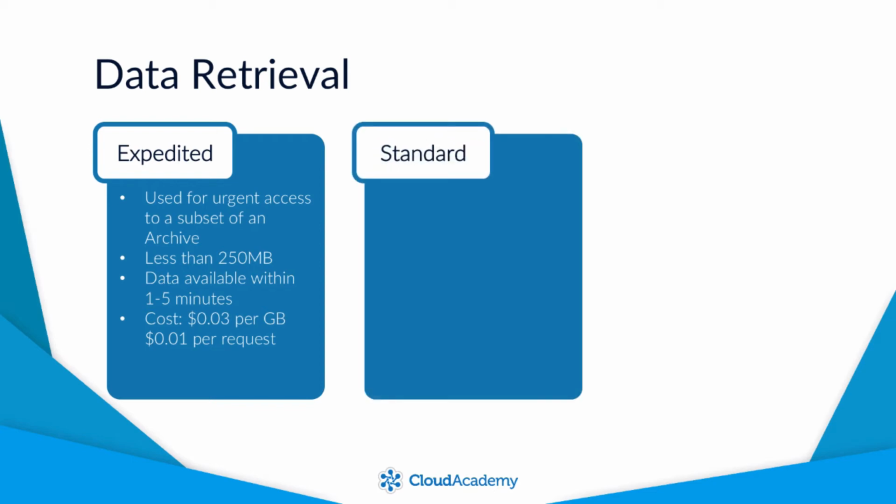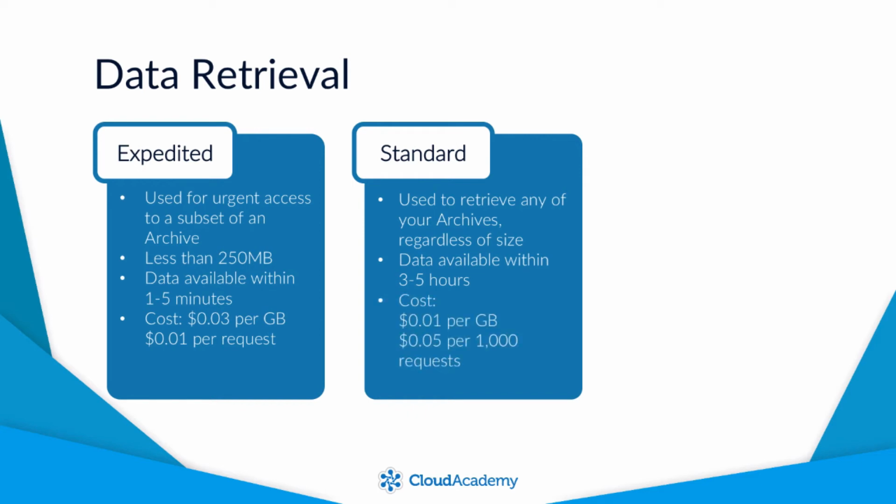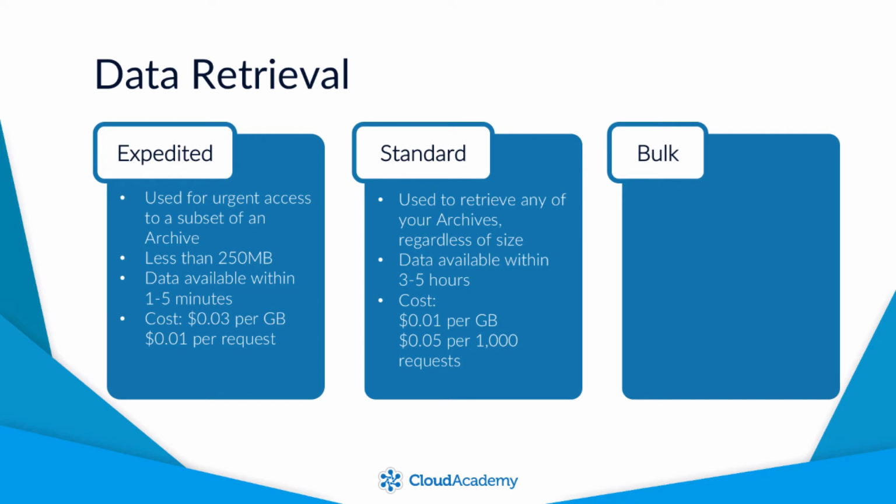This can be used to retrieve any of your archives no matter their size, but your data will be available in 3 to 5 hours, so much longer than the expedited option. The cost for the service is 1 cent per gig requested and 5 cents per 1,000 requests. Bulk. Finally, this option is used to retrieve petabytes of data at a time. However, this typically takes between 5 and 12 hours to complete.